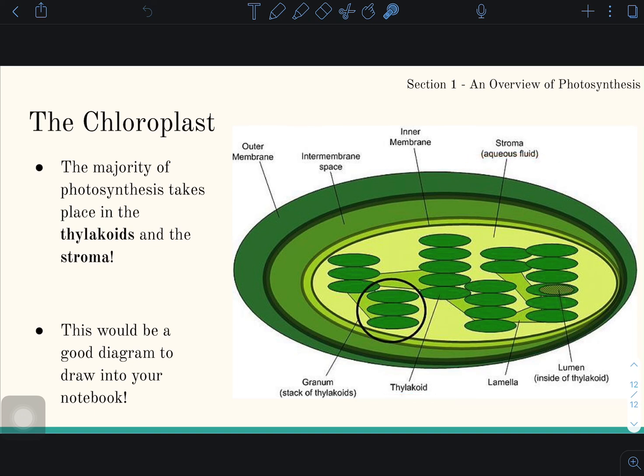This is a good thing for you to write down. That's why we have it in your guided notes. There are a couple different sheets that we're going to put it on. This is something you should expect to be able to label at another point.